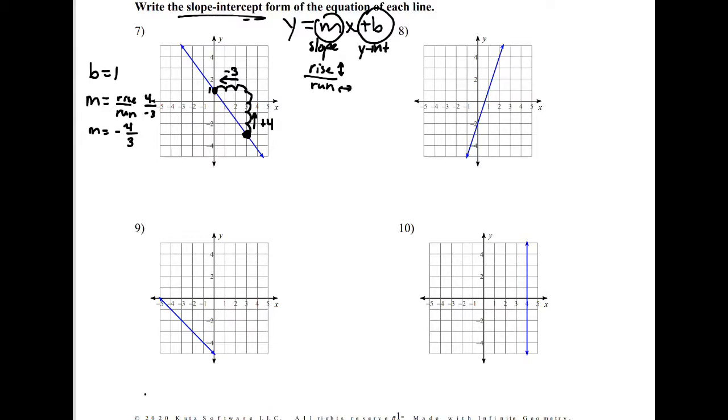Now that does not simplify. You don't have to change it to a mixed number or anything. You just want to leave it as an improper fraction. Don't change it to a decimal, because we do want slope as a fraction if it's not a whole number. That way we can see the rise and the run. So now that we know our m, and now that we know our b, that's not our final answer. We have to actually write it in slope-intercept form. So that is y equals m, negative 4/3 x plus b. And our b is positive 1.